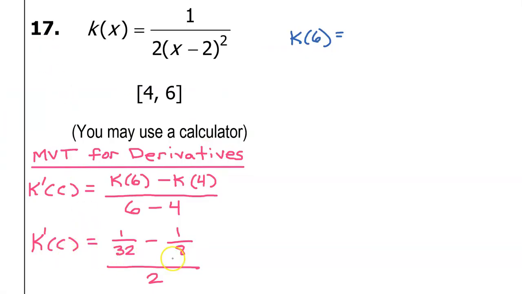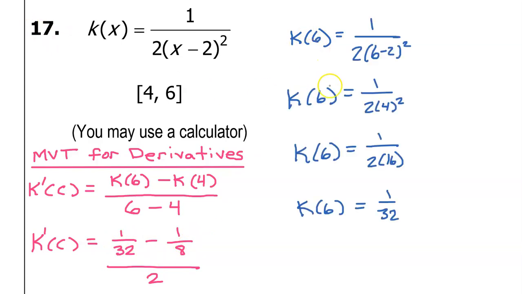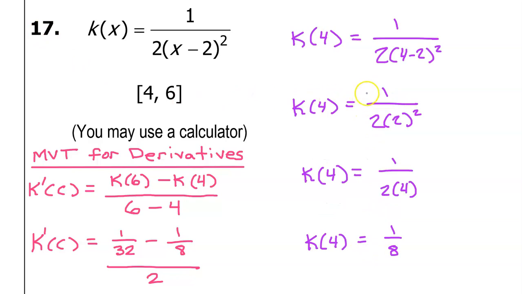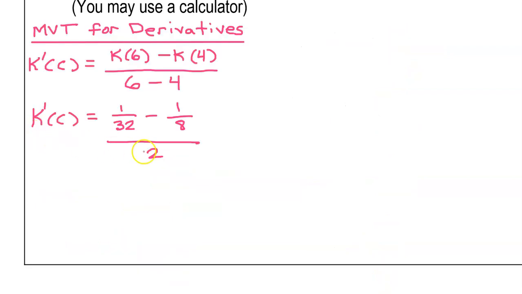So now we have this. Of course, I could have found these values pretty quickly by hand. I could have found k at 6 like this, and I could have found k at 4 like this. Just to save space, instead of dividing by 2, I'm going to multiply by 1/2, which is the same thing.